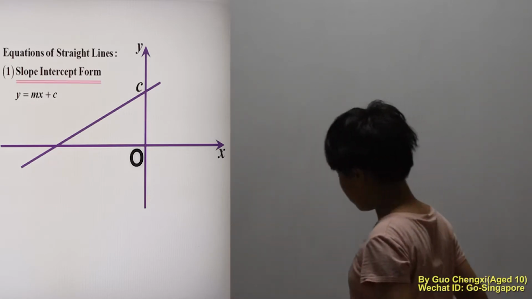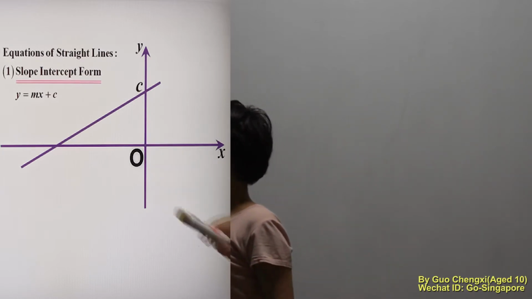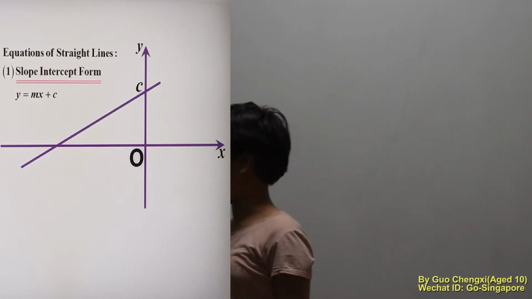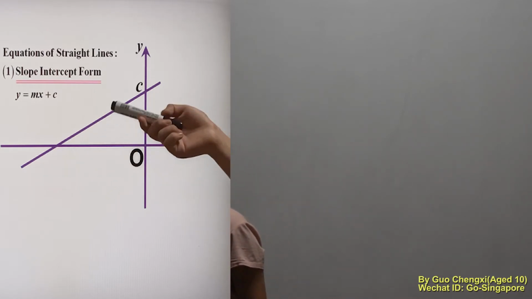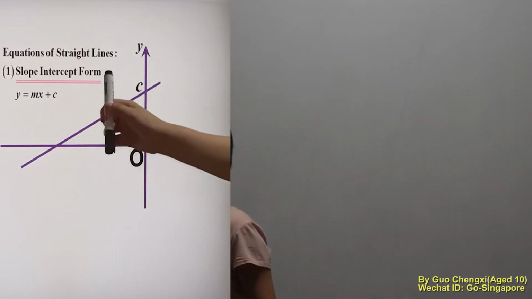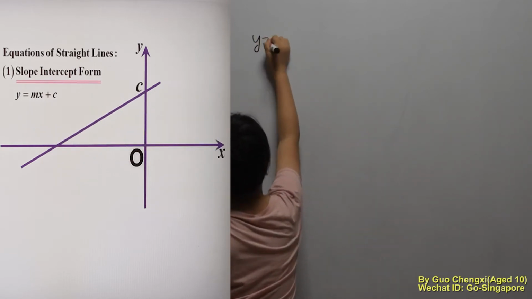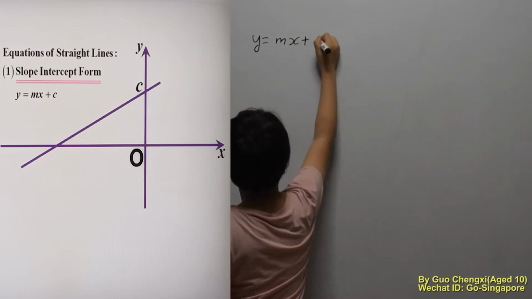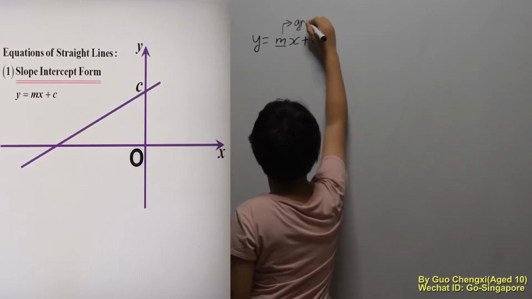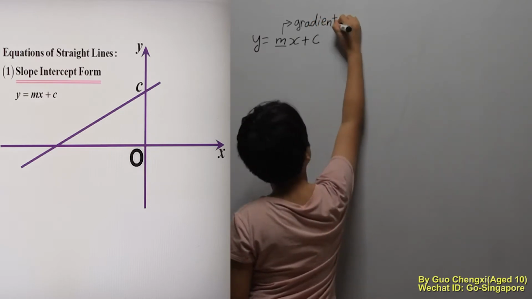So over here, these equations, what's our first one? Our first one is the slope-intercept form. That's what I call the slope-intercept form. Basically, there's this slope and then it intercepts. So it is basically y equals mx plus c. What is m? M is basically the gradient, and you can also say it as the slope.